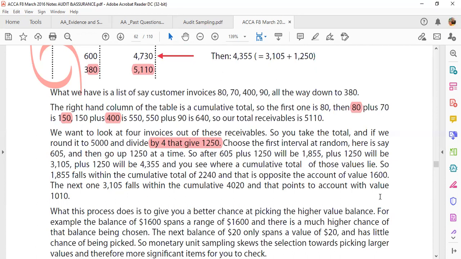So that is how we are going to continue. Just have a snapshot of this, something you can read at your leisure time. It is not something that's going to stress you. I just want you to have an understanding and see how monetary unit sampling looks. So thank you very much, and let's go.